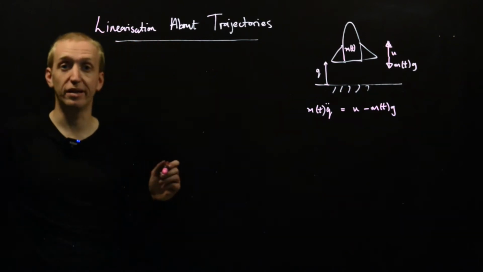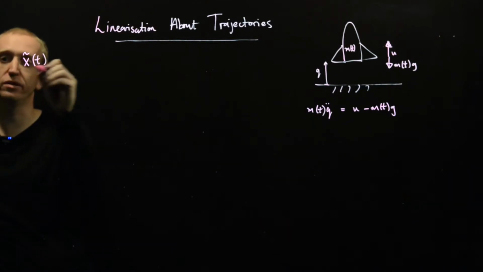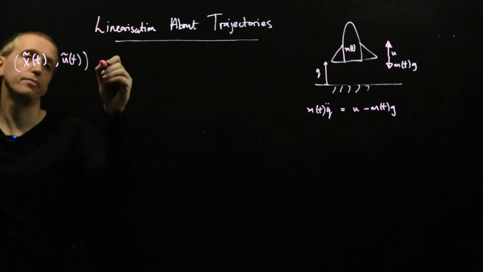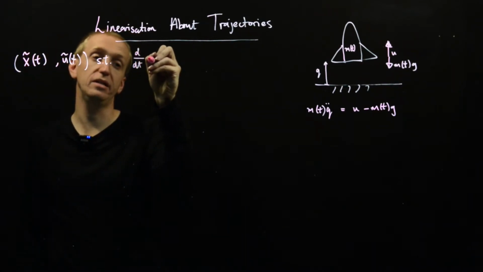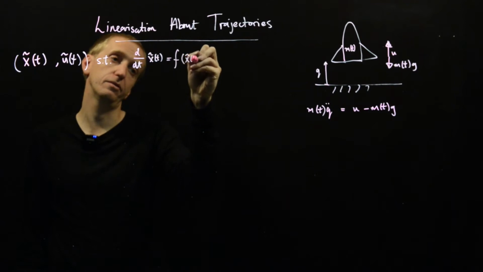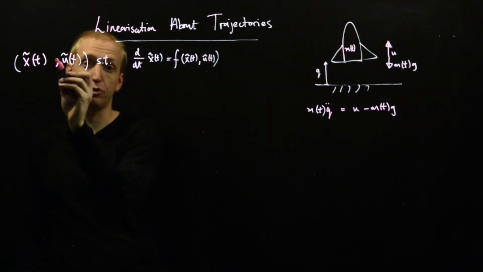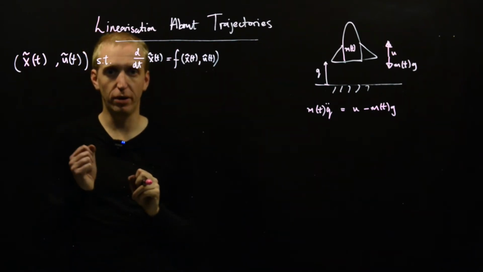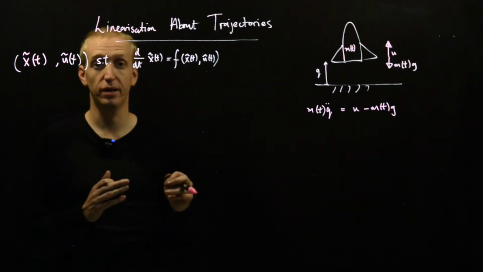So what do we mean by a trajectory? Well, a trajectory is a solution x tilde with a corresponding input u tilde of t, such that d by dt of x tilde of t is equal to f of x tilde of t, u tilde of t. So we have some nominal trajectories and inputs, x tilde and u tilde, that satisfy our differential equation. And now we want to take a small perturbation around that trajectory and see if we can describe the system.